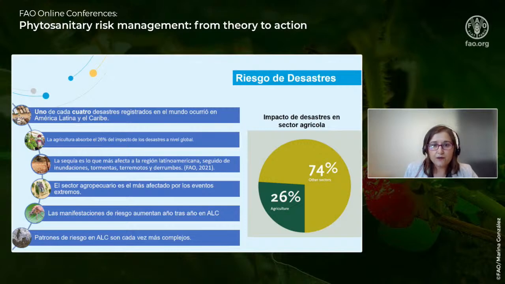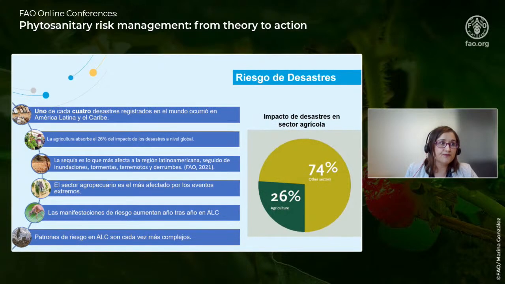Drought also is extremely affecting our region. That's number one on the list of threats, followed by flooding, storms, earthquakes, and landslides. Now, drought, despite being the top risk and threat in our region, is also tied to climate change. And there's a very close tie between drought and crop pests and disease.